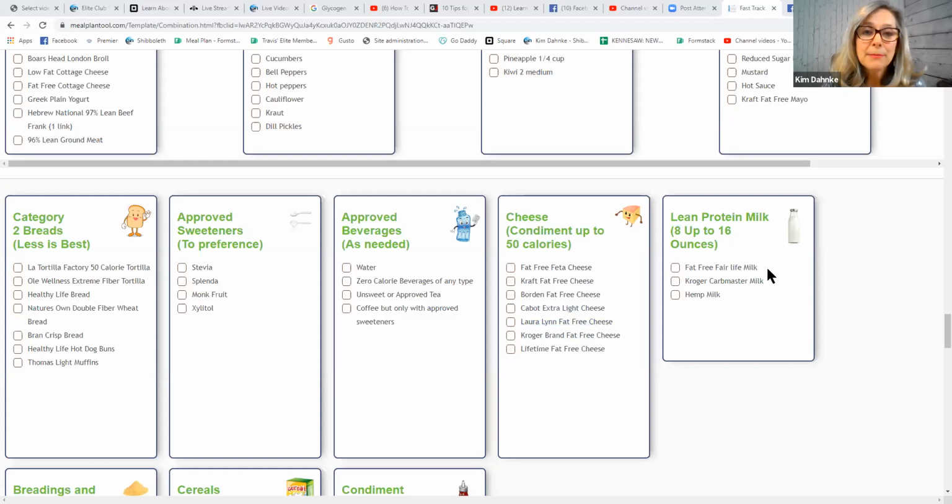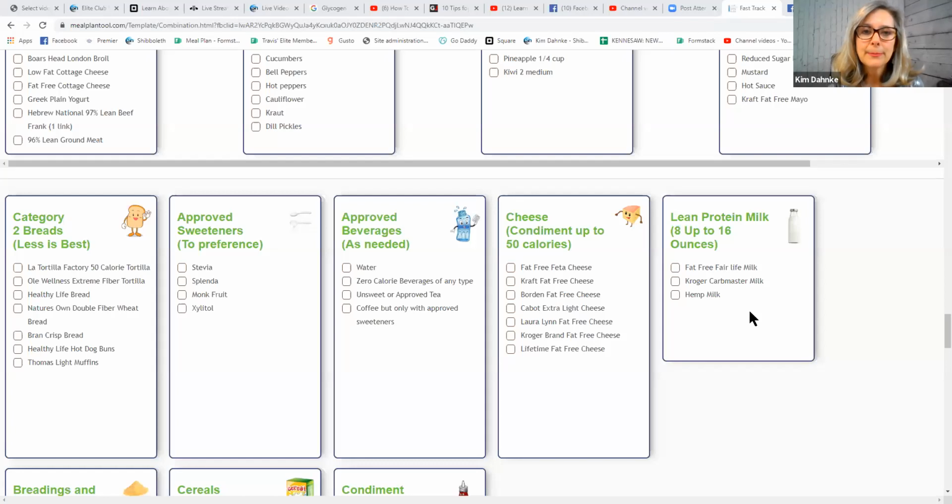Okay, let's look at milks here. Milks, the ones we're going to use, we consider them a lean protein, but not all milk is a lean protein, okay? The fat-free Fairlife milk is, the Kroger Carb Master milk is, and hemp milk is. Now, the reason that you don't use skim milk is because it doesn't have protein in it.